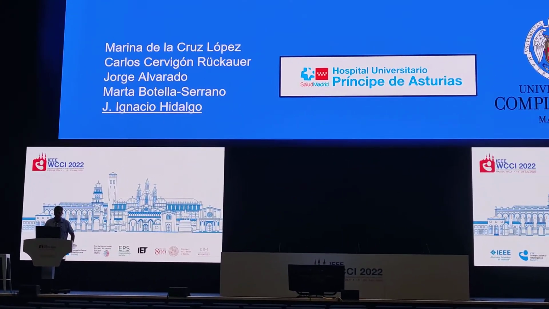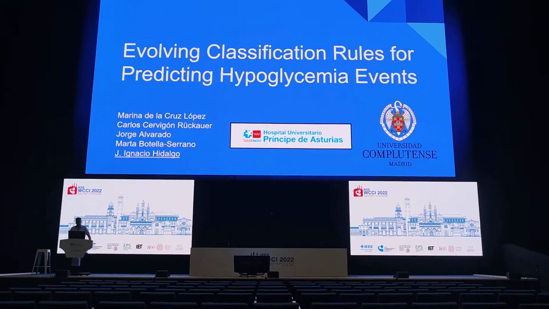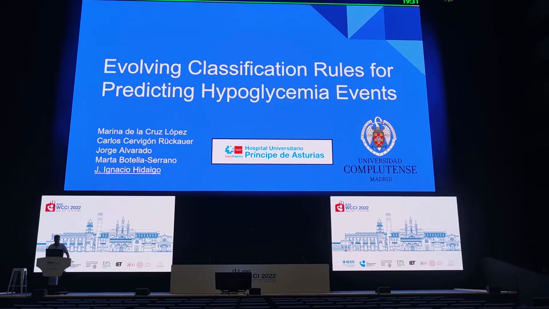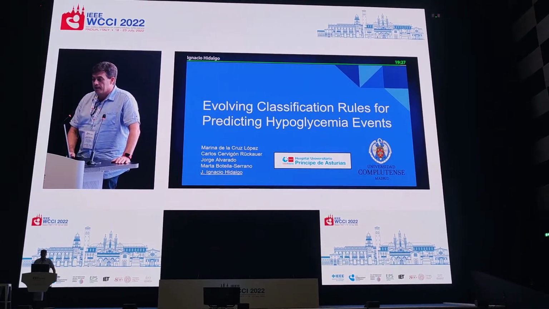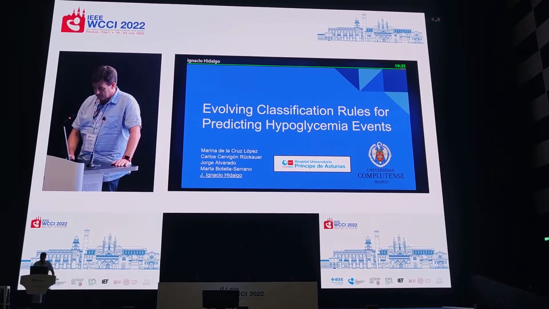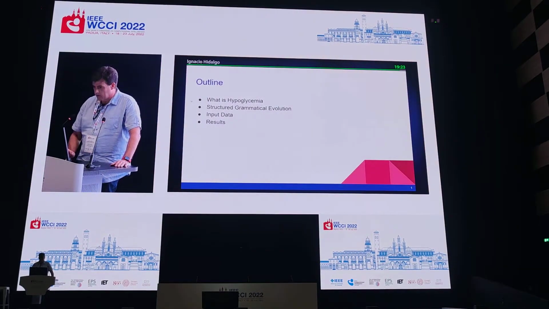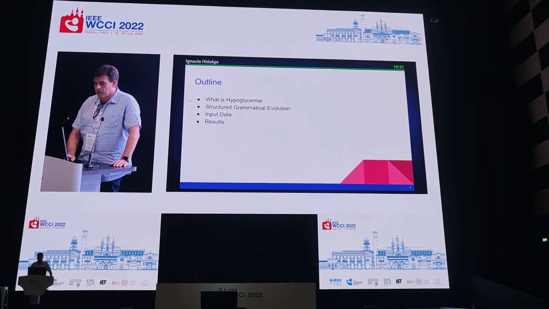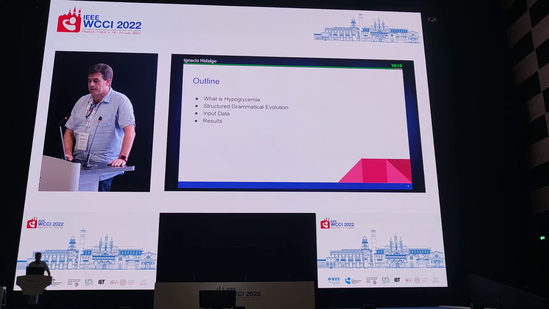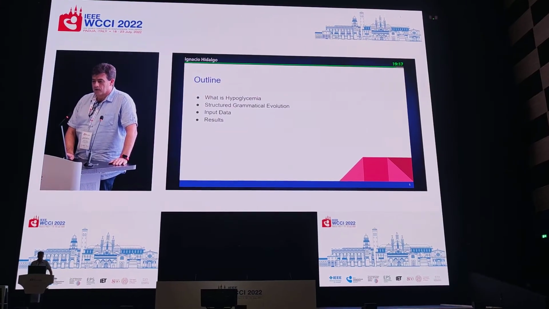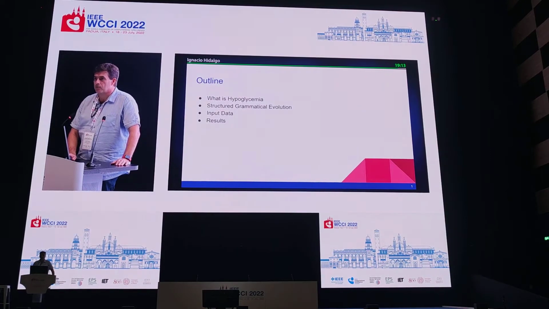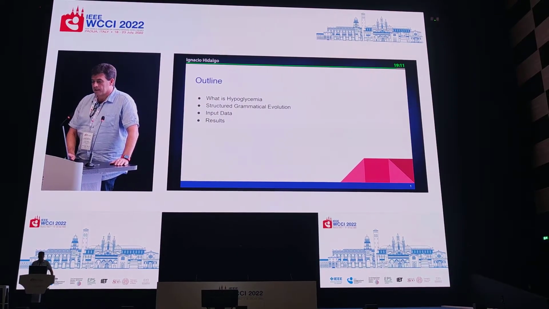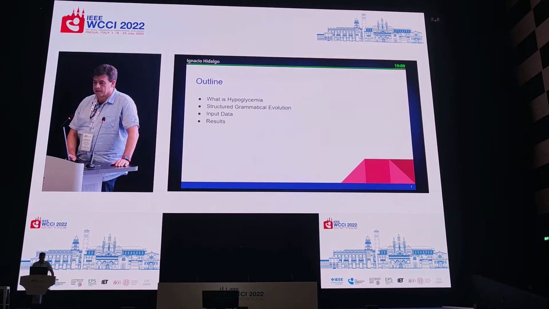So we are presenting here the structure of grammatical evolution for predicting hypoglycemia events for people with diabetes. I will explain briefly what diabetes and hypoglycemia are. I will also give some basic details about the structural grammatical evolution and the results we have with this problem.